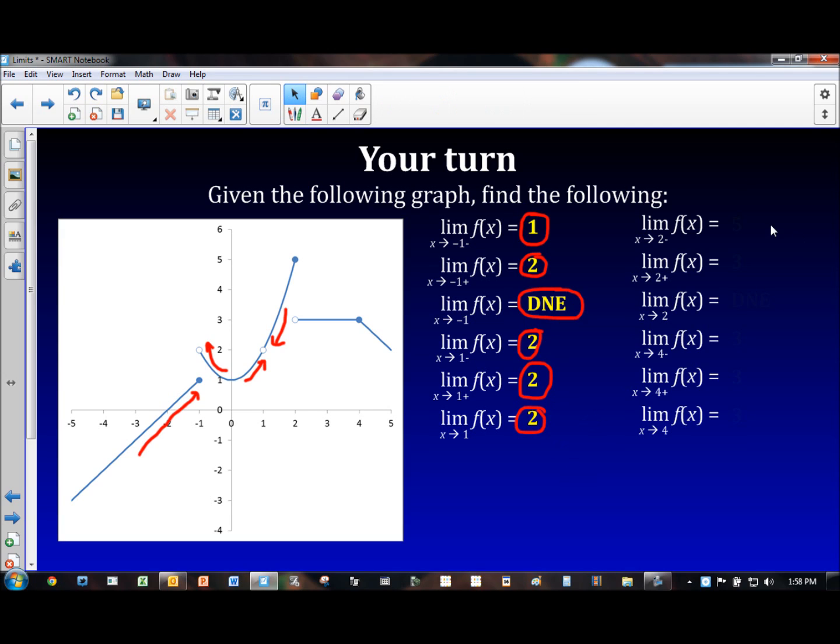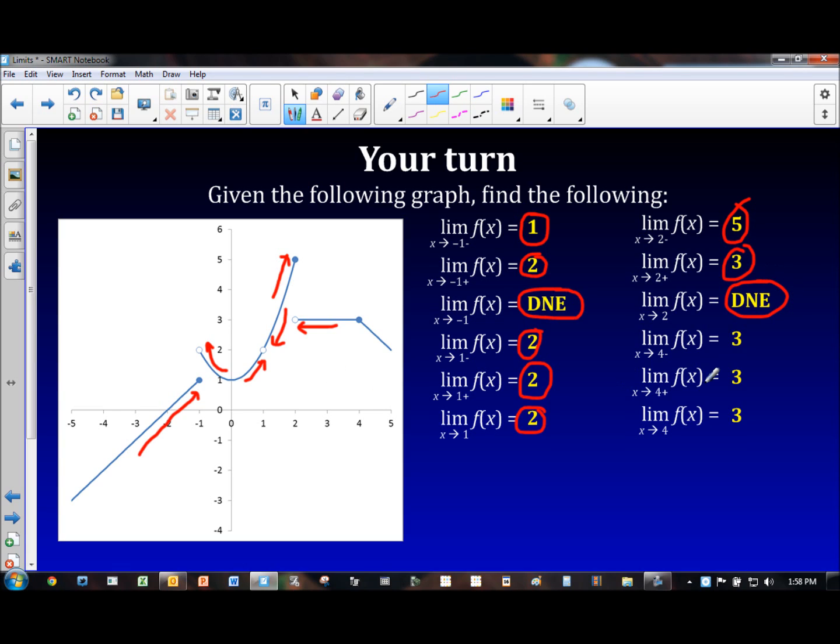All right, looking over here at the last 6 questions. As I approach x equals 2 from the left, I get closer and closer to a y value of 5. And as I approach x equals +2 from the right, then I get closer and closer to a y value of 3. Those numbers don't match. The 5 and the 3 don't match, so the limit does not exist.